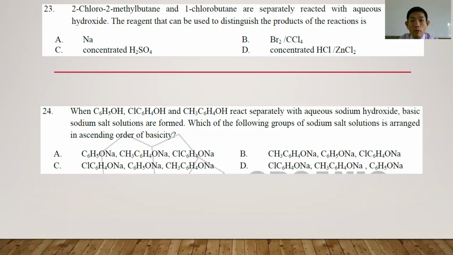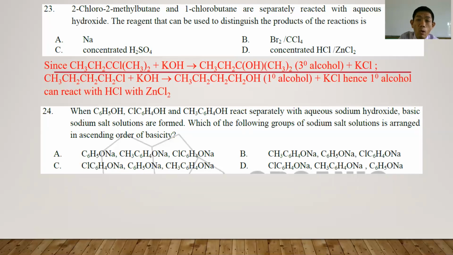2-chloro-2-methylbutane and 1-chlorobutane are separately reacted with the potassium hydroxide. The reagent can be used to distinguish the product of the reactions. In here, when you react with potassium hydroxide, 2-chloro-2-methylbutane will form a tertiary alcohol, while 1-chlorobutane will form a primary alcohol. So the best answer in here will be the D.